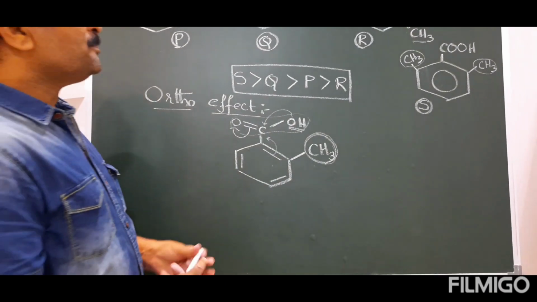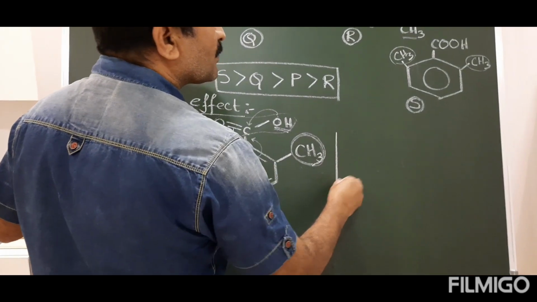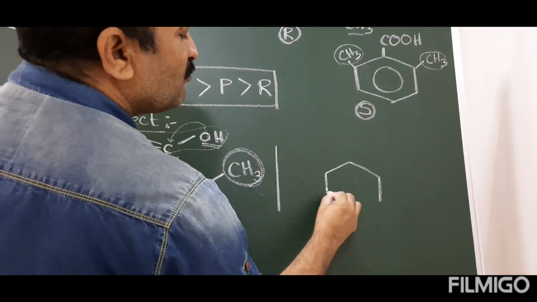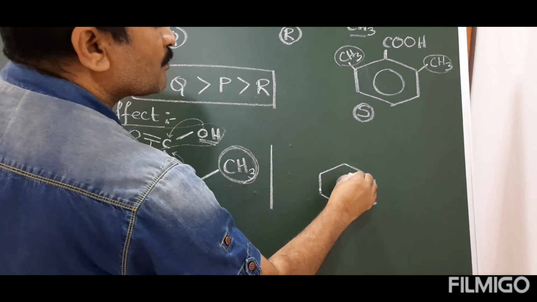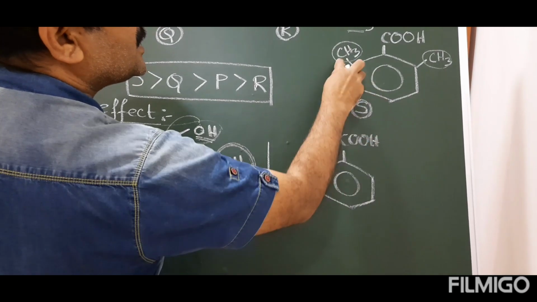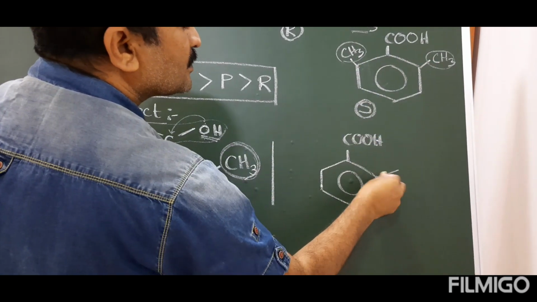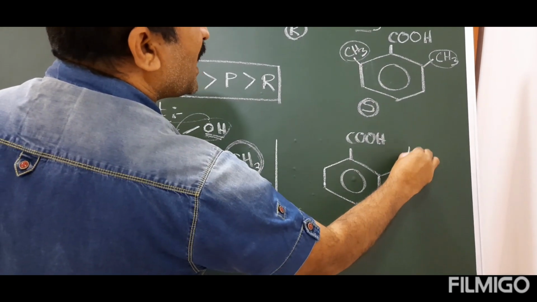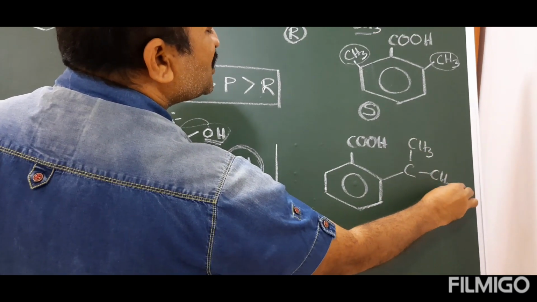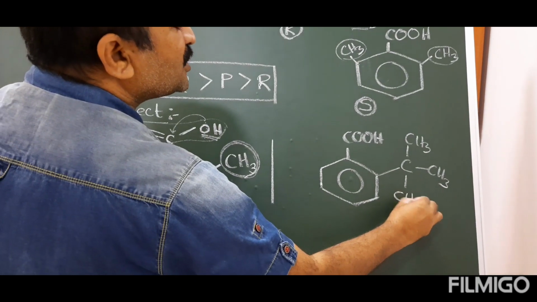And one more important point: comparing this one, I am taking one more molecule. Here is COOH, and here two methyl groups are there. Here one carbon is having three CH3 groups. That means a tertiary butyl group is there. Tertiary butyl.